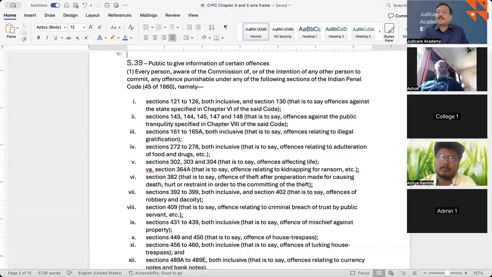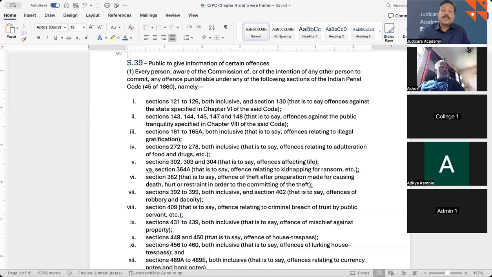So what are the cases in which you should be careful, and if you, or your client, are aware that the offenses are happening, they are supposed to come and help law and order by informing. Section 121 to 126, both inclusive, and section 130, that is to say, offenses against the state specified in chapter 6 of the said code. Then offenses against public tranquility. So whatever sections are written here are from IPC. Then number 3 says offenses related to illegal gratification, so bribery, etc.